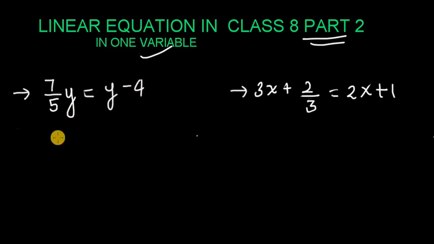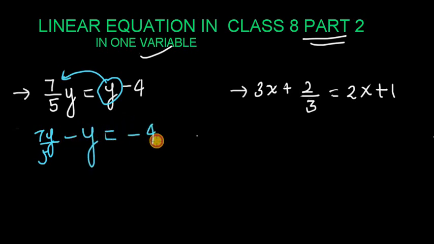Okay, so how can we solve this? You can see that here is y. Y should not be in the RHS. We know that y is a variable, isn't it? So this variable y should be shifted to the left hand side. So let's shift it. So 7y by 5, and here it is plus y, so it will go as minus y here, so equals to minus 4.